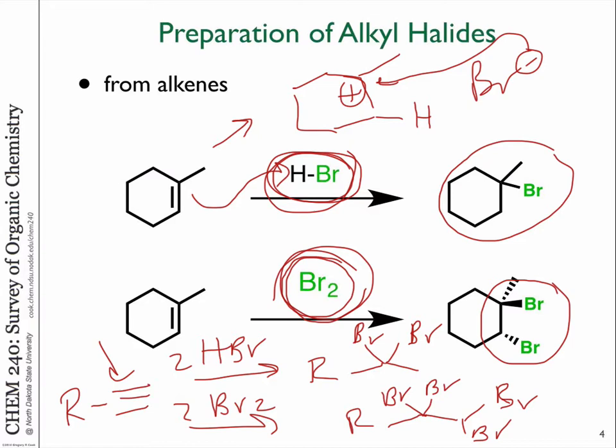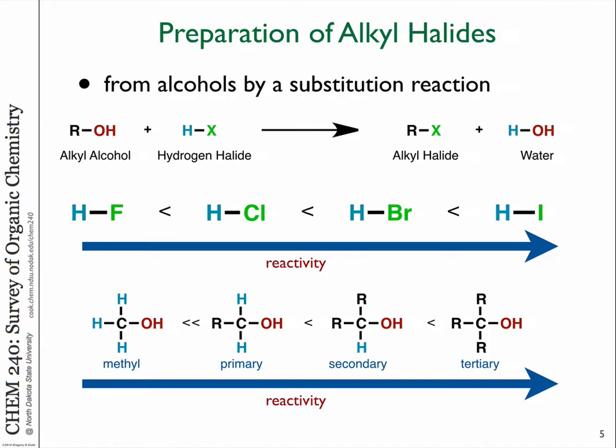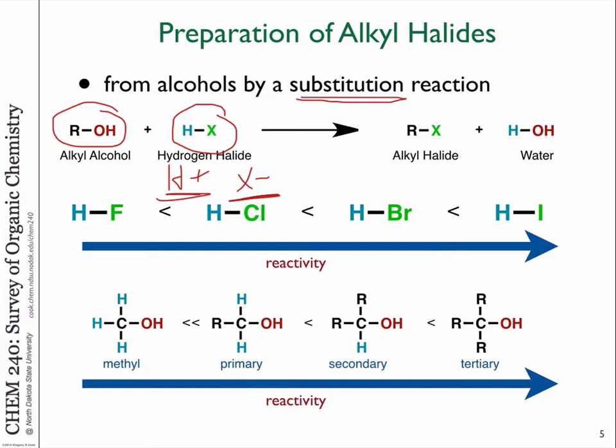We can also make halogenated compounds directly from alcohols. And so here, if you take some alcohol group with a hydrogen halide, so you have to have an H+ and an X minus, an electrophilic H and a nucleophilic halide, you can do a substitution reaction where we have now broken the C-O bond and replaced OH with the halogen. The byproduct is a combination of H and OH, and that gives us water as the byproduct.